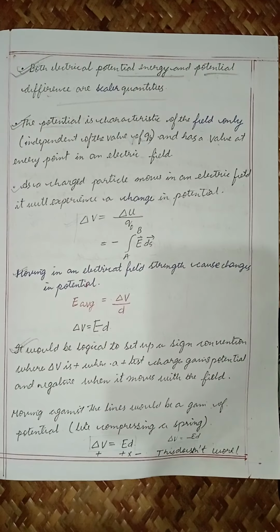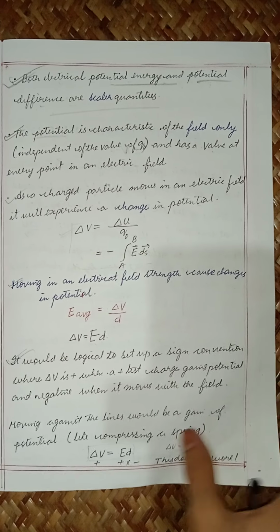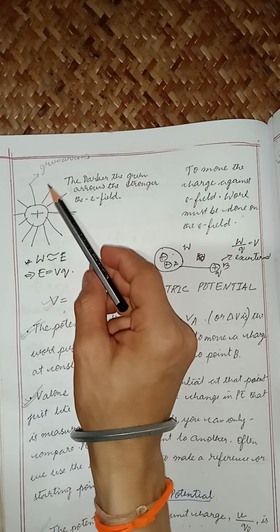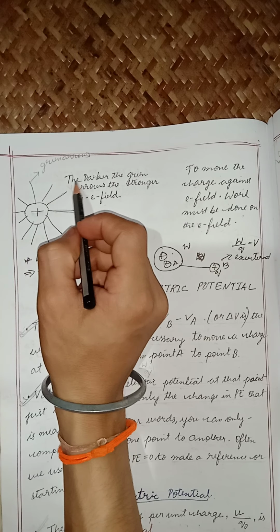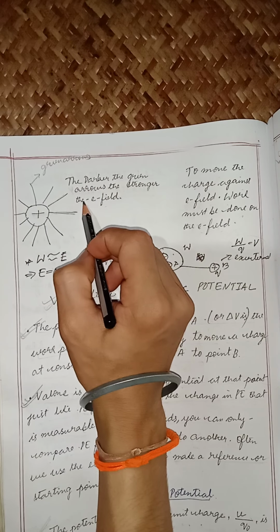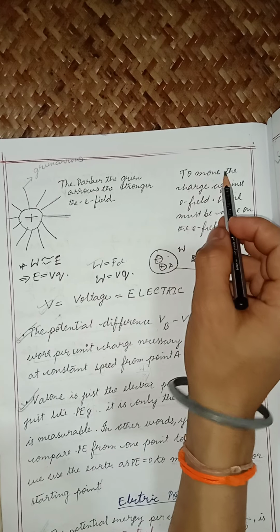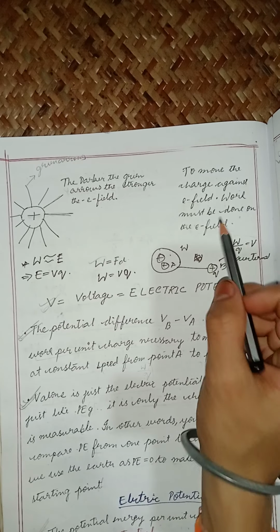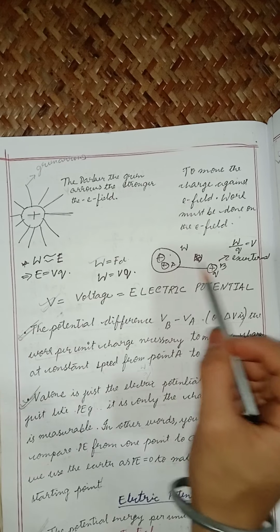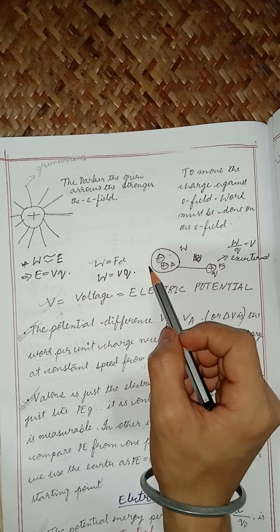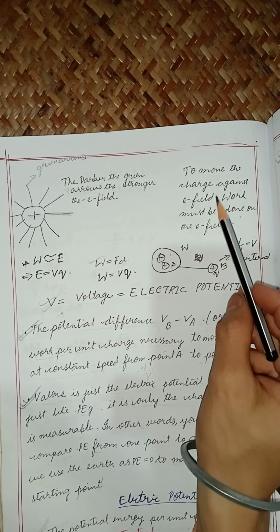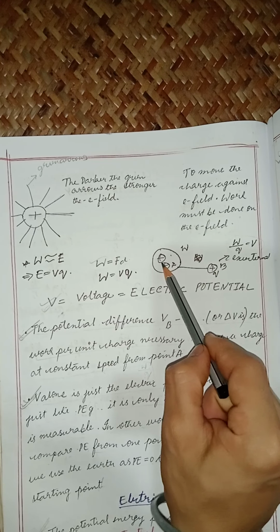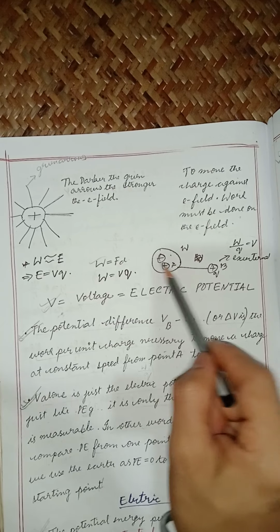Now the next topic is about the charge. Suppose this is the charge and these are the green arrows. The darker the green arrows, the stronger the electric field. Now to move a charge against an electric field, work must be done. Suppose we are moving an object from point A to point B, work must be done. Otherwise, there will be no movement of charge against the electric field.